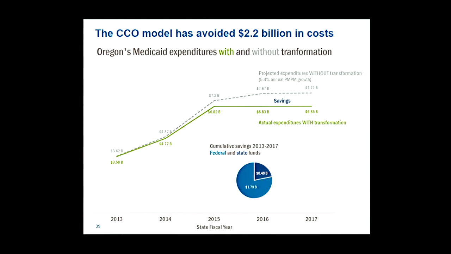The little dotted line that's towards the top is basically what the projection of costs was going to be if the CCOs had not existed. The lower line in green shows what the cost ended up actually being. And the savings in between is the accumulated savings that have occurred over the course of the time that we've had the CCOs. It amounts to roughly a little bit over $2 billion.